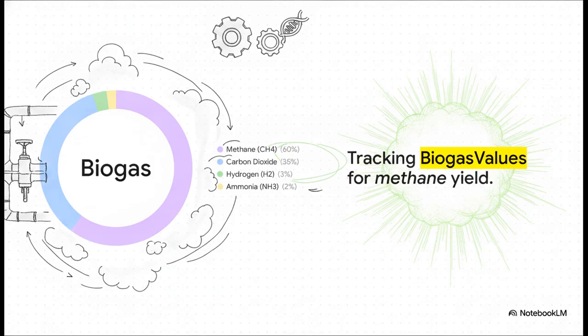Ultimately, why are we doing all this? Well, the goal is to produce sustainable energy. So, to track this, the model includes a dedicated biogas values record that breaks down the flow and composition of 4 crucial gases: methane, carbon dioxide, hydrogen, and ammonia. By keeping a close eye on these virtual outputs, engineers can tweak the inputs to maximize that highly valuable methane yield, and they can do it without ever touching a single physical valve. It's a real game changer.